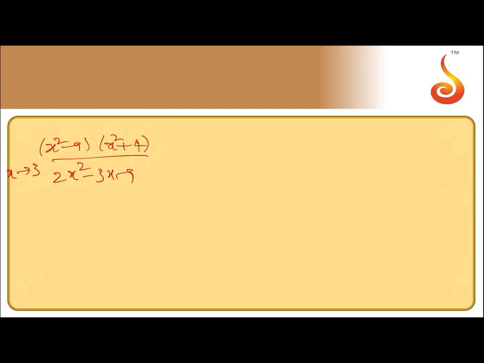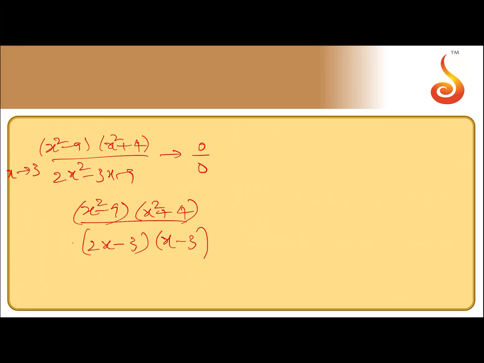When I substitute 3, 3 threes are 9, 18 minus 18, of course it is 0 by 0 form. And definitely we can factorize the denominator, I hope so. The numerator is (x square minus 9) into (x square plus 4), divided by (2x minus 3) multiplied by (x minus 3), I hope we'll be getting. So that one factor gets cancelled, remaining x plus 3.